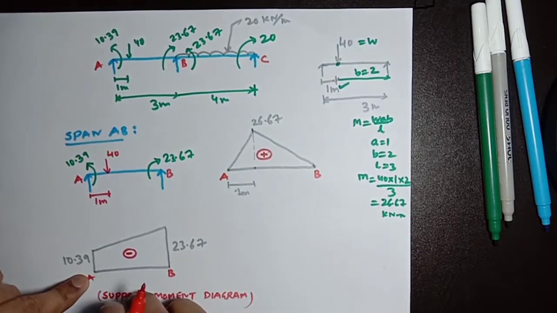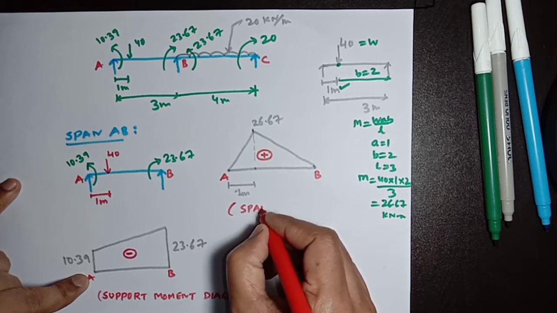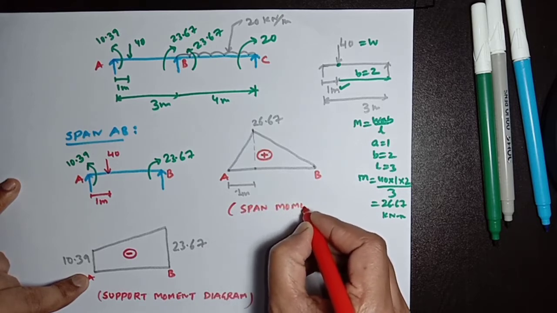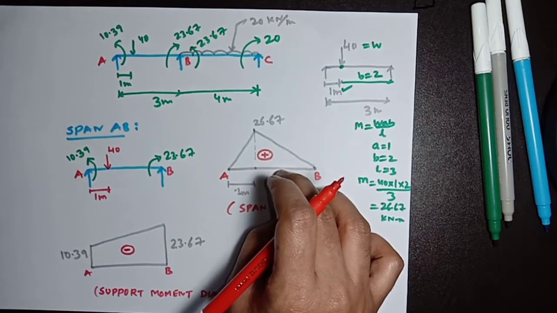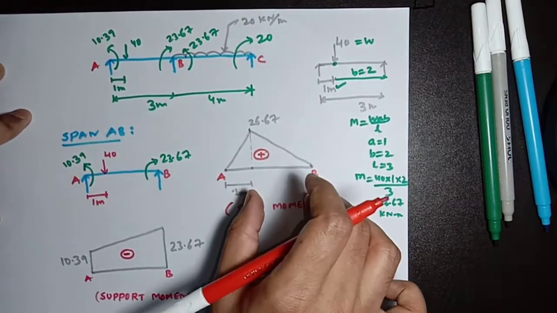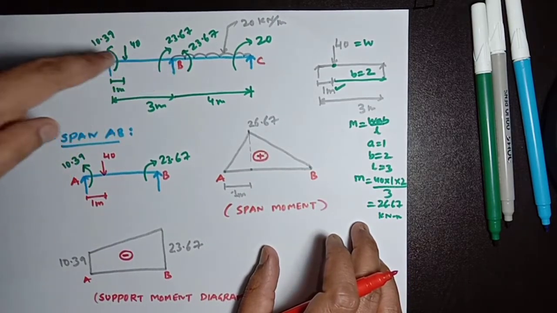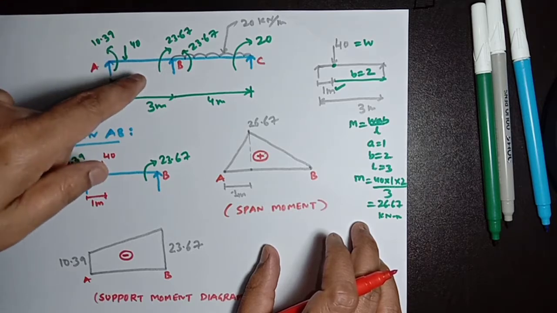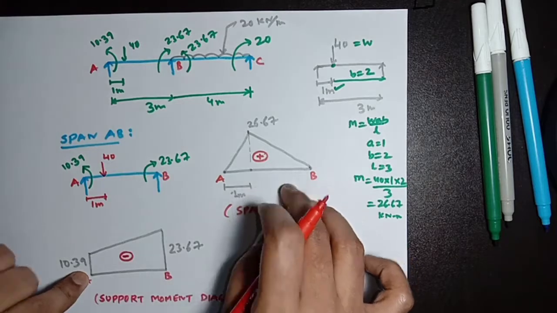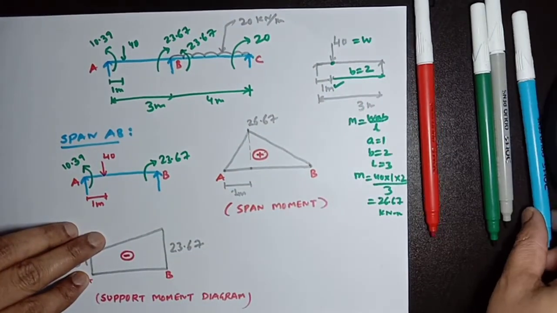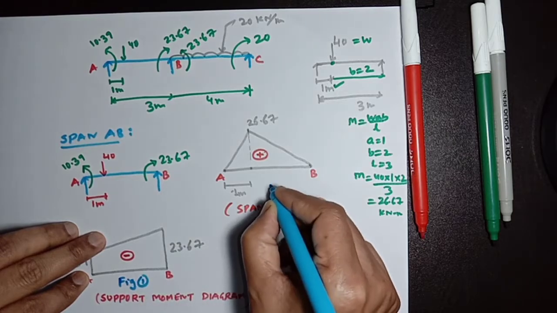Now this is the support moment, this is the span moment. This is not the final span moment for this beam, because this is a simply supported span moment, and this is a continuous beam. So the final span moment will be from the superposition of this and this. Suppose this is figure 1, and this is figure 2.